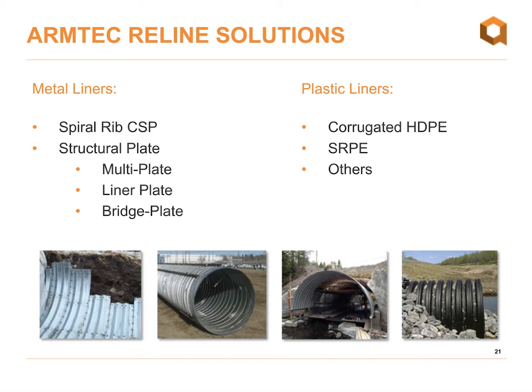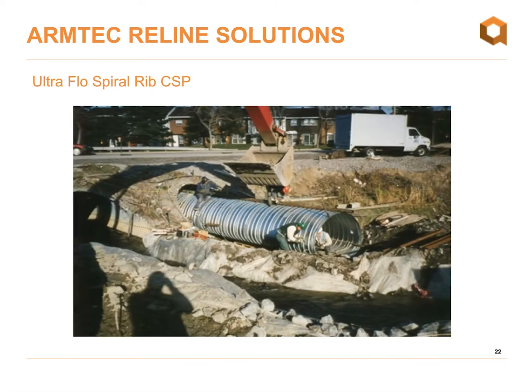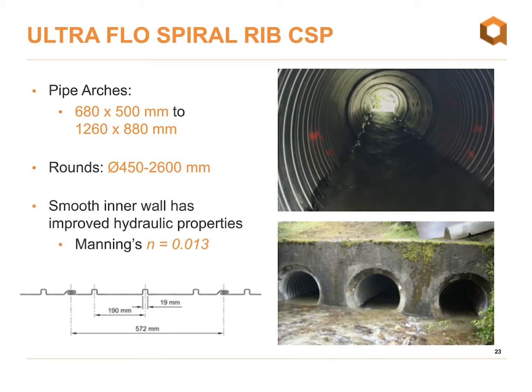Our focus today is really going to be on the metal liners. So I'll talk about our spiral rib corrugated steel pipe and then our 3 different types of structural plate options. So just an introduction to our spiral rib CSP. Armtec's trade name for this is UltraFlow. So I intentionally chose a fairly old photo just to highlight how long UltraFlow has been around and how long we've been actually rehabilitating structures with this technology.